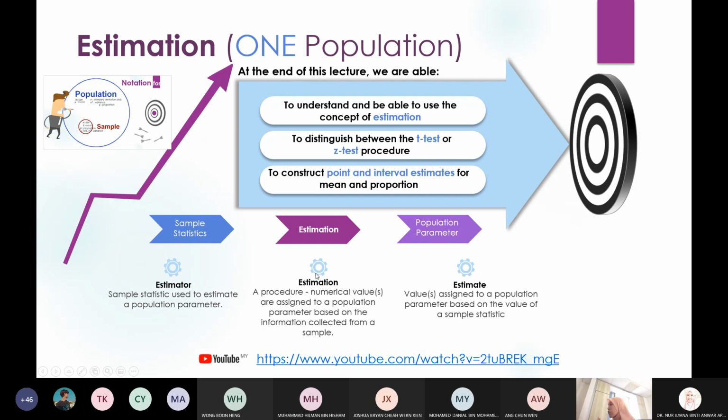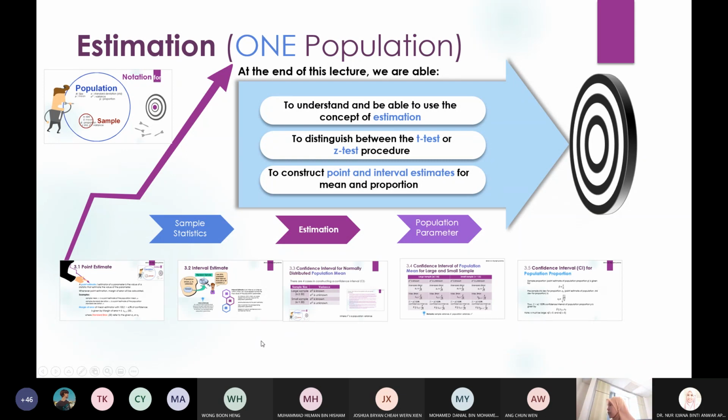So far we have some idea. I'm hoping that we already have some idea of what we want to estimate, what procedures are involved, and how we determine the samples that we want to use. Last time we talked about the point estimate, and we also discussed the interval estimate.